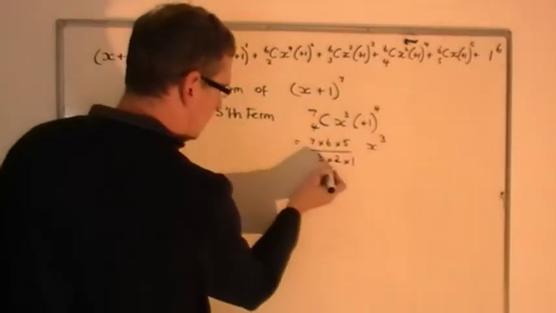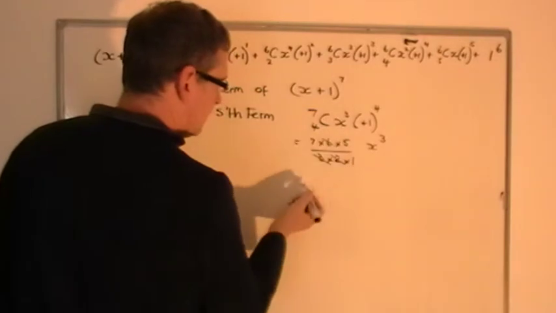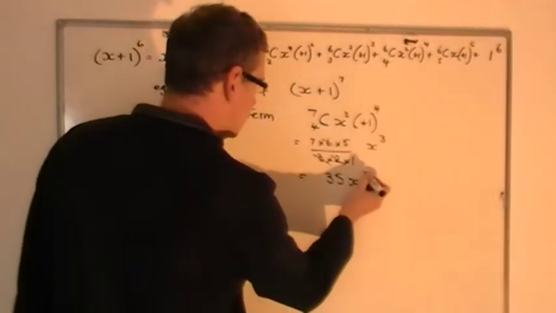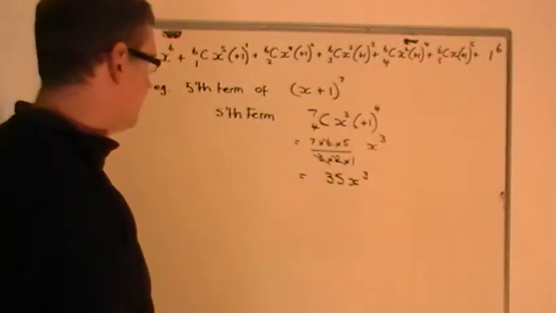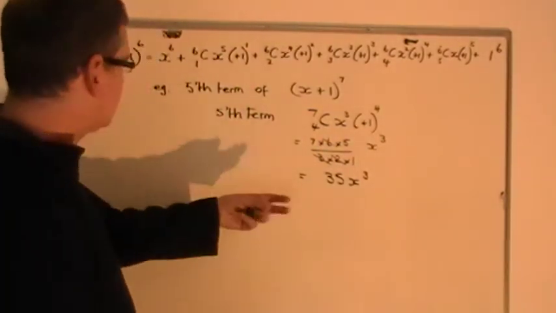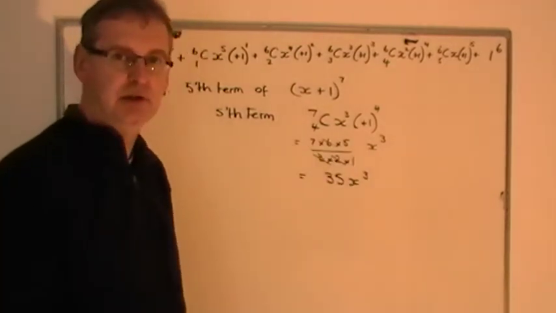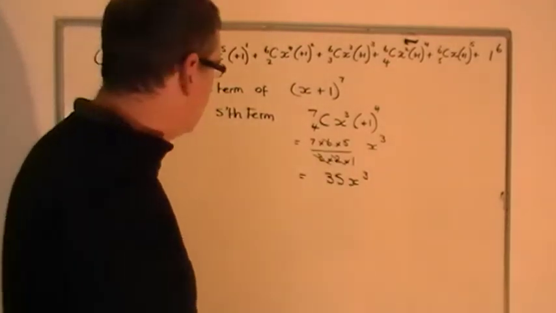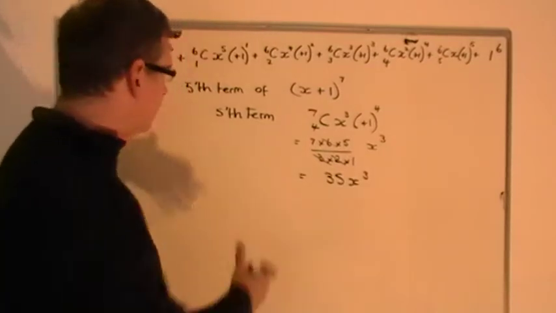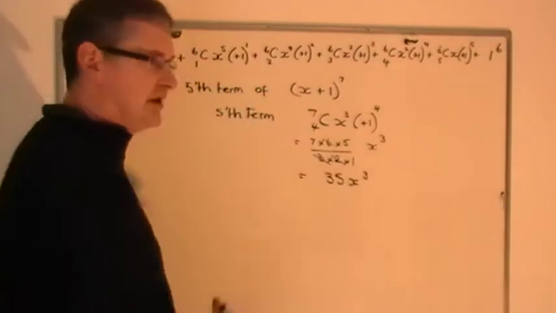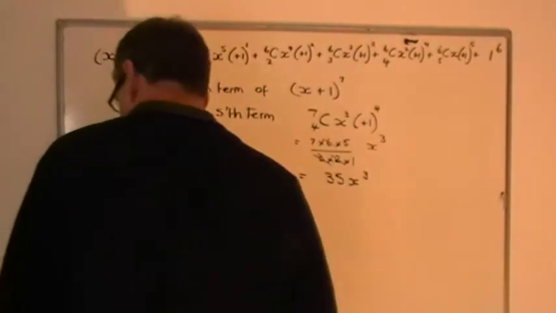A bit of cancelling, 3 and 2 cancel with 6, so you're left with 7 fives, 35 x cubed over 1, which of course is just 35x cubed. So there's the 5th term of that expansion, and I haven't had to do the whole expansion. So let's practice a little bit on this, about 4 or 5 examples, so you can go straight to the term that we're talking about.